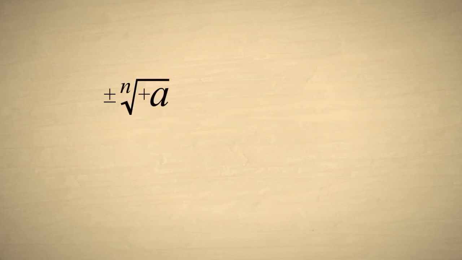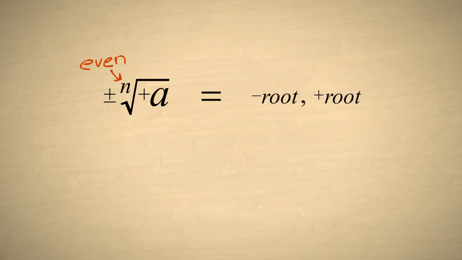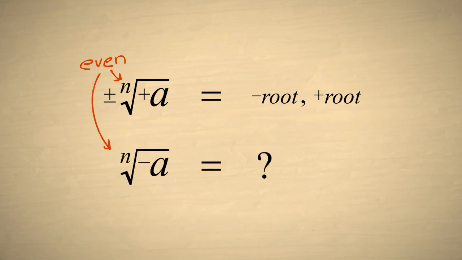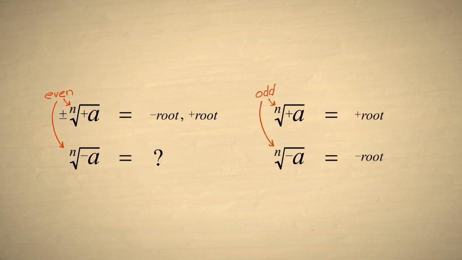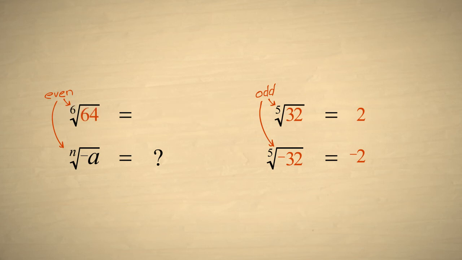In fact, every positive number a has 2 even roots, one negative and one positive. And just as with square roots, negative numbers have no even roots. Just as with cube roots, there is only one odd root for any number a, and this root will always have the same sign as a. For example, the 5th root of 32 is 2, and the 5th root of negative 32 is negative 2. On the other hand, 64 has two sixth roots, -2 and 2, and there is no sixth root of -64.